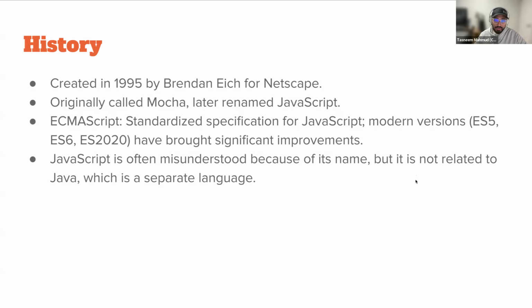JavaScript is often misunderstood because of its name, but it is not related to Java because it is a separate language on its own. This is a question that people using JavaScript to make applications get a lot because it does have the name Java in it. So a lot of people confuse it to be something derived from Java or something related to it, but it's pretty different. It's not really something that's affiliated or related to Java.